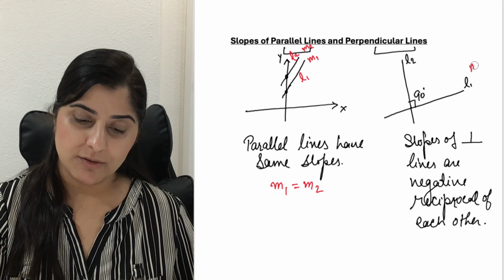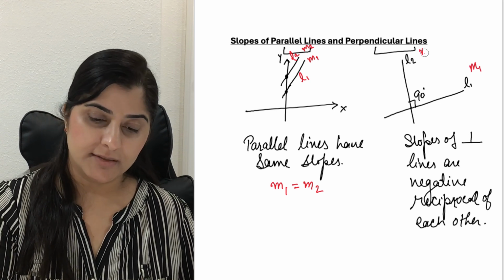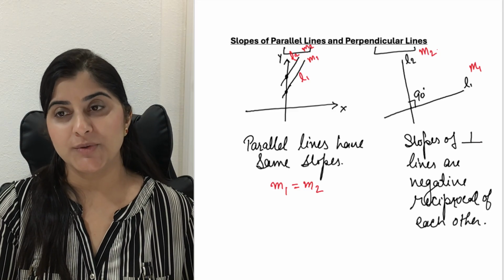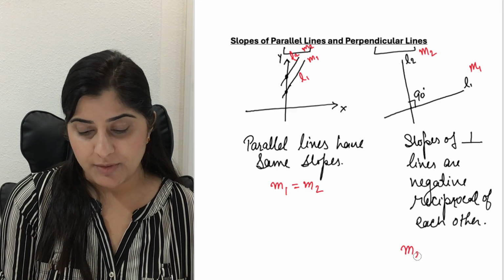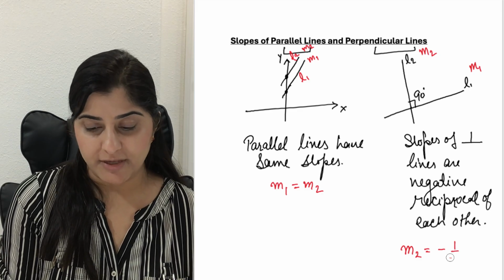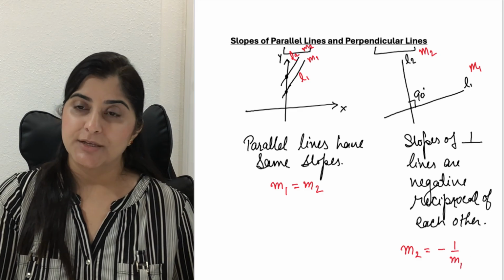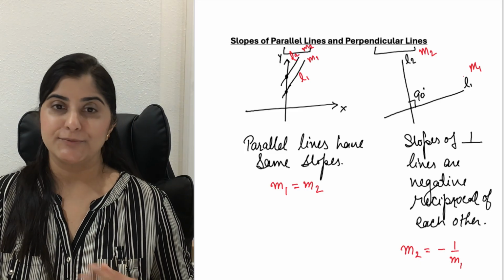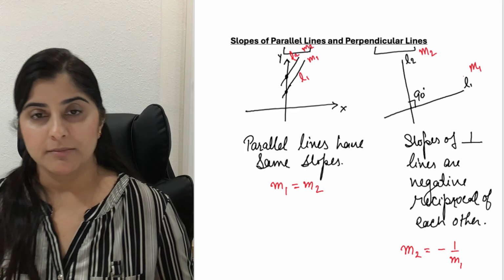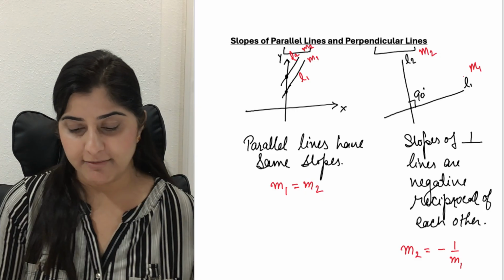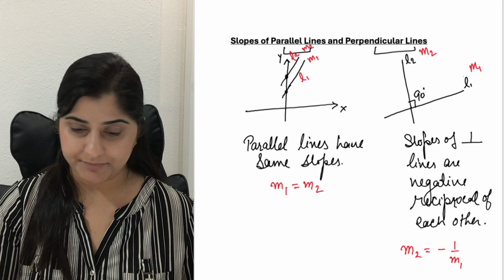And here, for perpendicular lines, if the slope of line 1 is m1 and the slope of line 2 is m2, then what is the relationship between m1 and m2? So m2 is the negative reciprocal of m1, that is minus 1 over m1. So it is the reciprocal of the other slope, one will be positive, one will be negative. So the sign will be different. One will be positive, one will be negative, and they are reciprocal of each other.